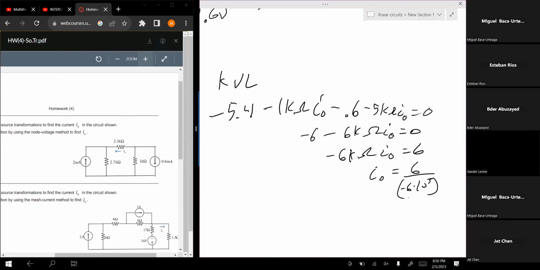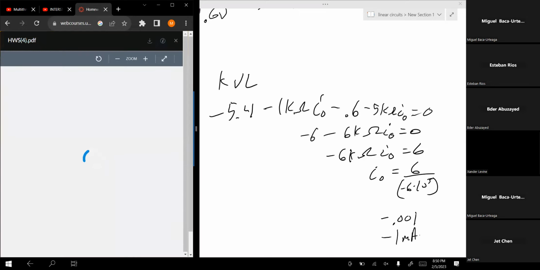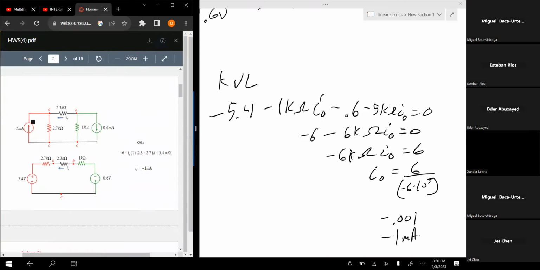We're going to have to pull up the answers for this. This one is wacky. I get negative 0.001 or -1 milliamp, right? Okay, let's look at our answers here. Are my signs right? Okay, moment of truth. Here we go. Oh, -1 milliamp.